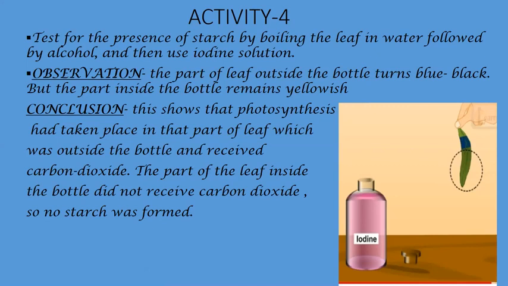So here this shows that photosynthesis had taken place in that part of the leaf which was outside the bottle and received carbon dioxide. The part of the leaf inside the bottle did not receive carbon dioxide, so no starch was formed.